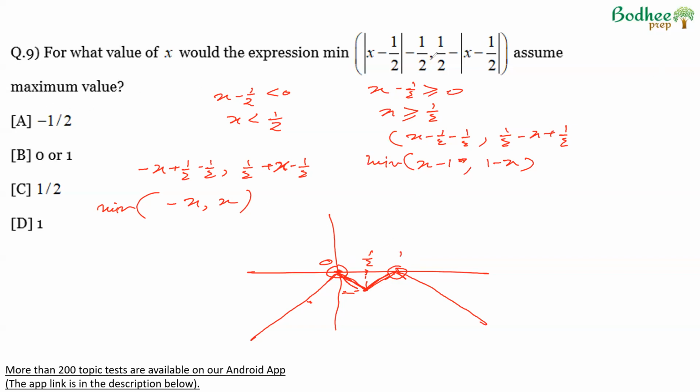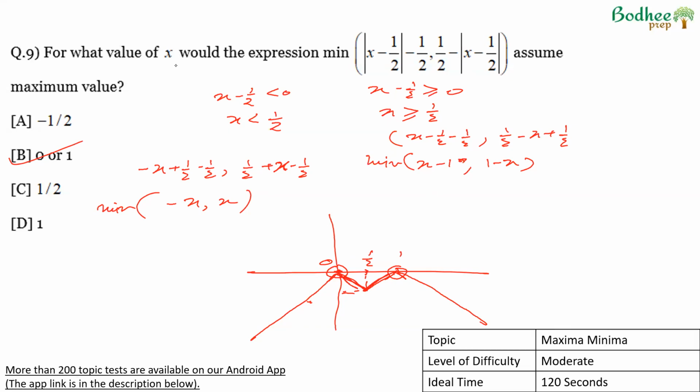Or what we can do is simply put the values here and check. Put the value of x as half, see what value you're getting. Put the values 0 and 1, and you'll see that the maximum value happens at 0 or 1. Again, this one, I'd say, is a moderate to difficult question, 2 to 2.5 minutes to solve.